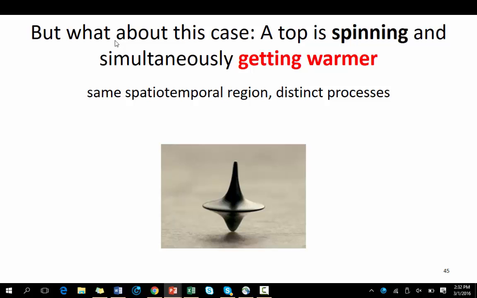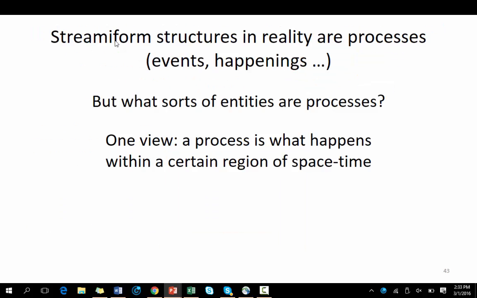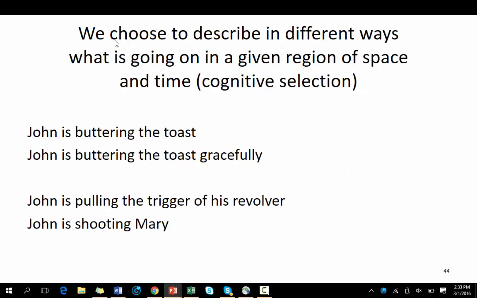Now this seems counterintuitive. With the graceful buttering, or with the shooting and the pulling the trigger, we could live with the idea that these are just different ways of describing the same process. But when we have a spinning and a getting warmer, it seems counterintuitive to say that we're just using two different words, spinning and getting warmer, to describe the same process. And so we need to reject this view that a process is just what happens within a certain region of space and time.